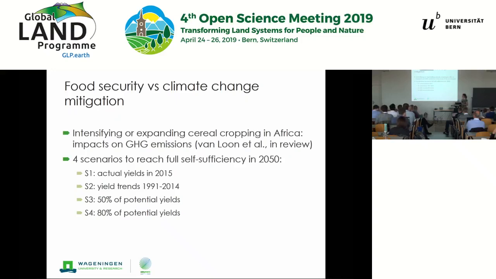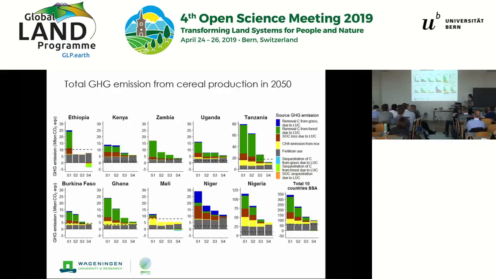It looks at 4 scenarios where in scenario 1, it's actual yields. Scenario 2, you extrapolate the yield trend. And then in 3 and 4, you look at 50 or 80% of your potential yield. And because I don't have much time, let's look at the total of these 10 countries. You see, the gray one is the fertilizer use, and the dotted line is the greenhouse gas emissions in 2015. And you see in all scenarios, basically, that if you want to reach self-sufficiency, you will always have more greenhouse gas emissions.